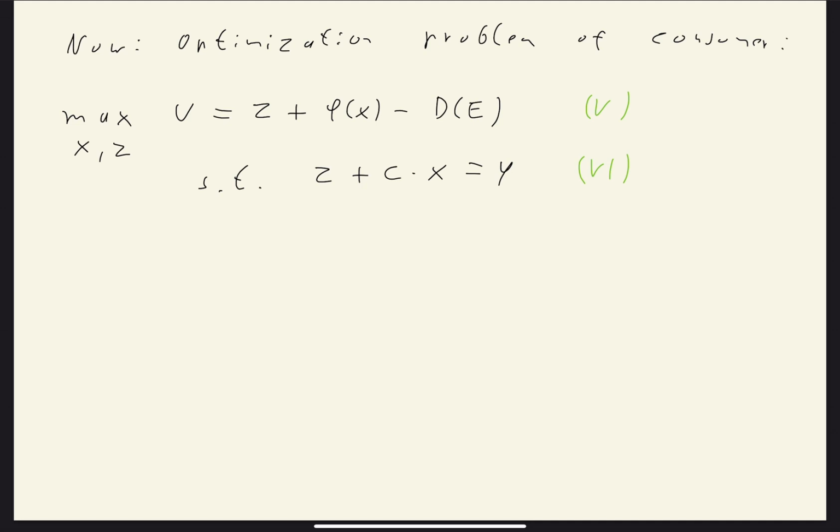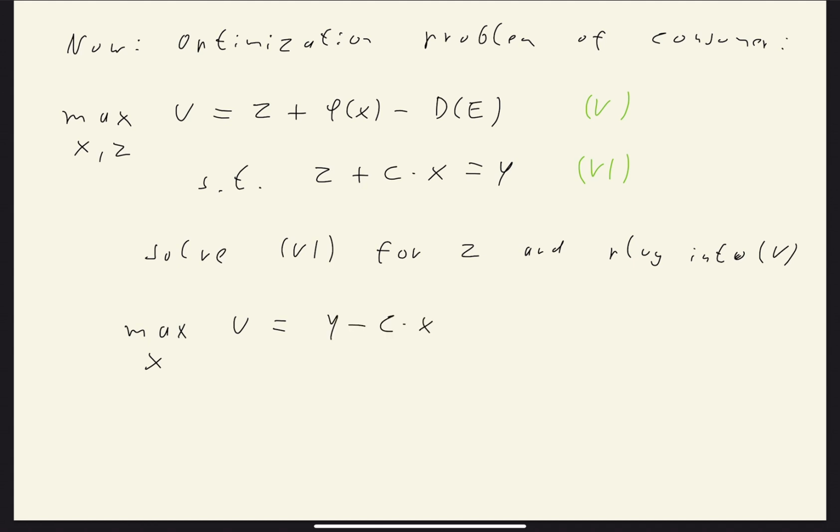So we solve 6 for Z and plug into 5. We solve the constraint for Z and plug into the objective function in equation number 5. And then what we get is to maximize over X the following. So we maximize U equal to, what do we have now, Y minus C times X plus phi of X minus D of E.